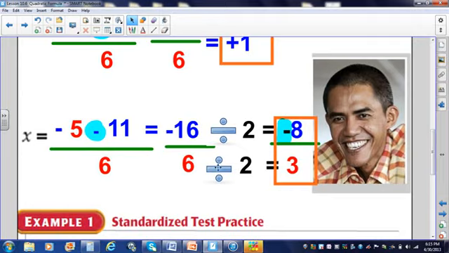I can divide both of them by 2. When I do negative 16 divided by 2, that gives me negative 8. And 6 divided by 2 gives me 3.